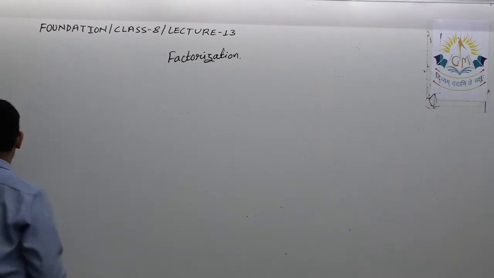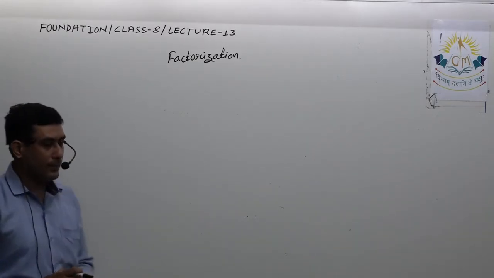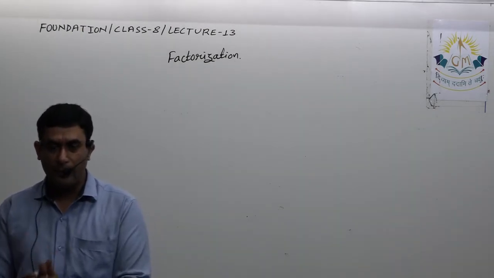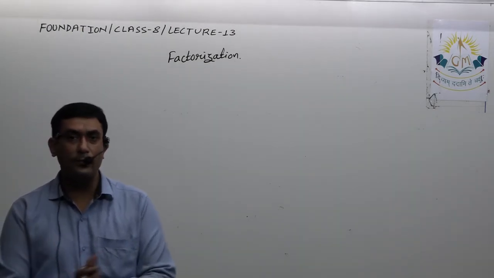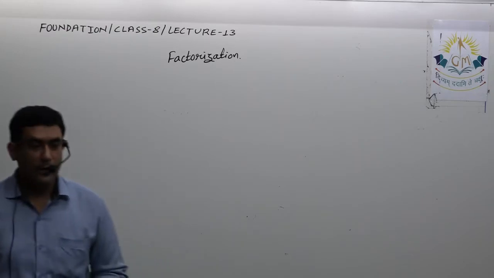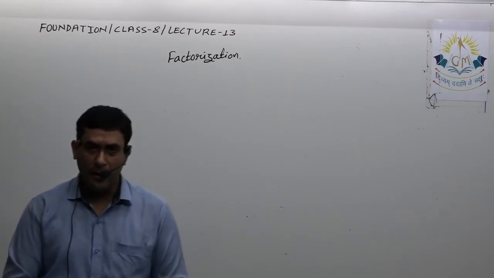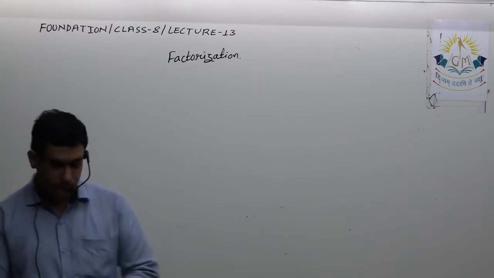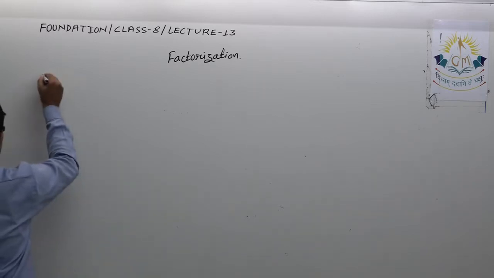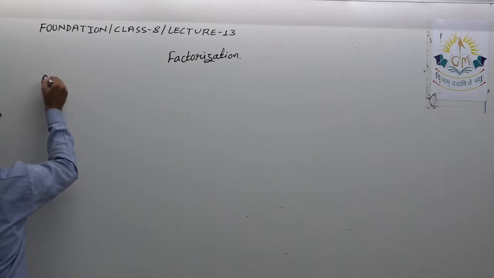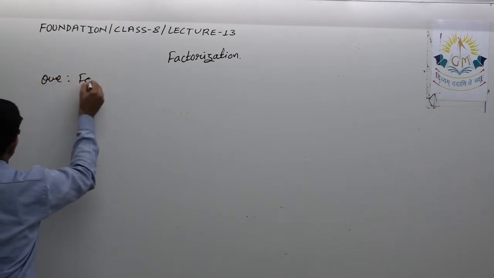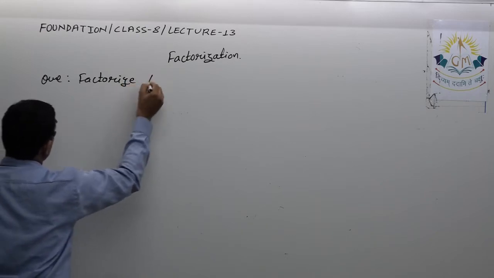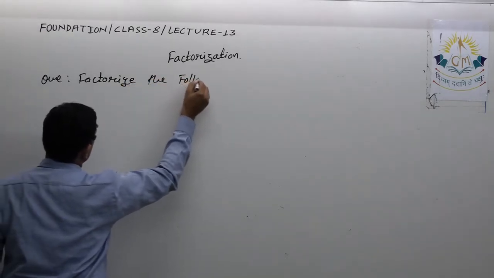I hope you are clear with the basic methods of factorization. The first very basic method for factorization is to take something common. Also, we can apply some identities. So we'll start some questions. Here is the very first question: factorize the following.